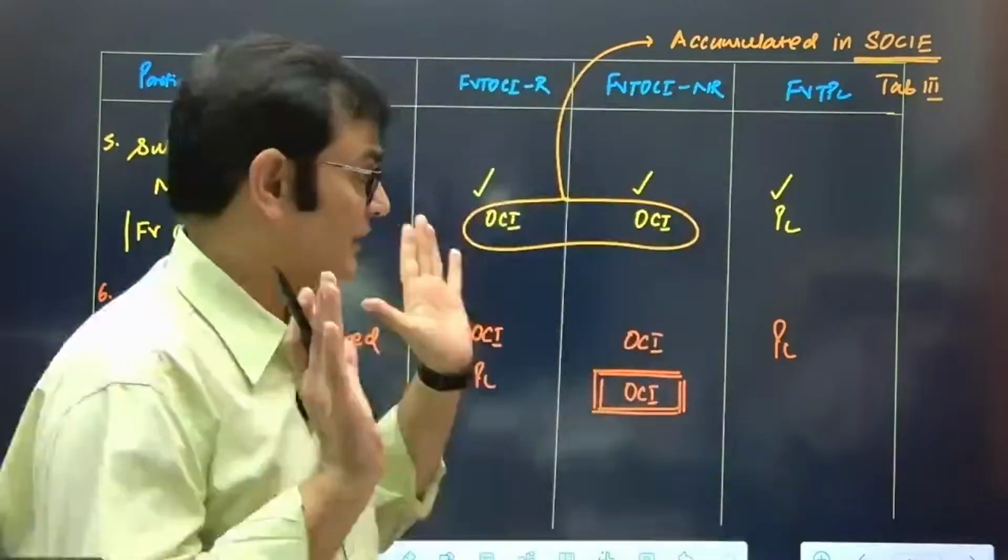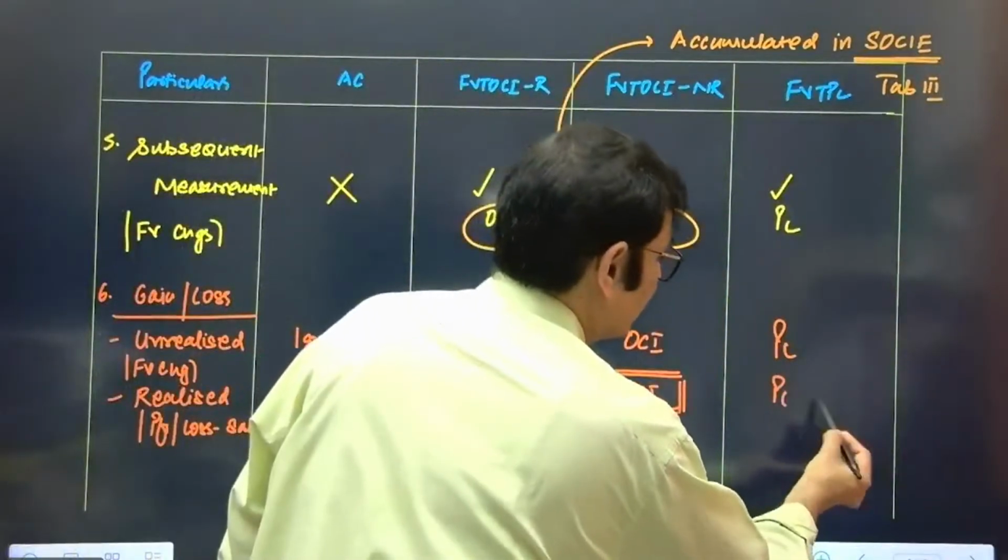Then comes the accumulated balance. And what about this? Can I say P&L again? Yes, sir.